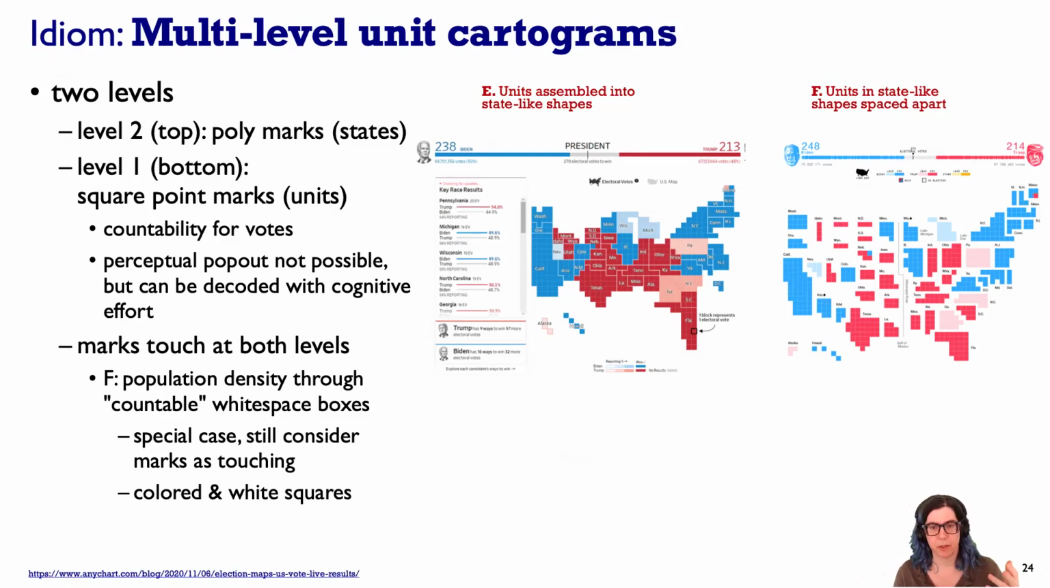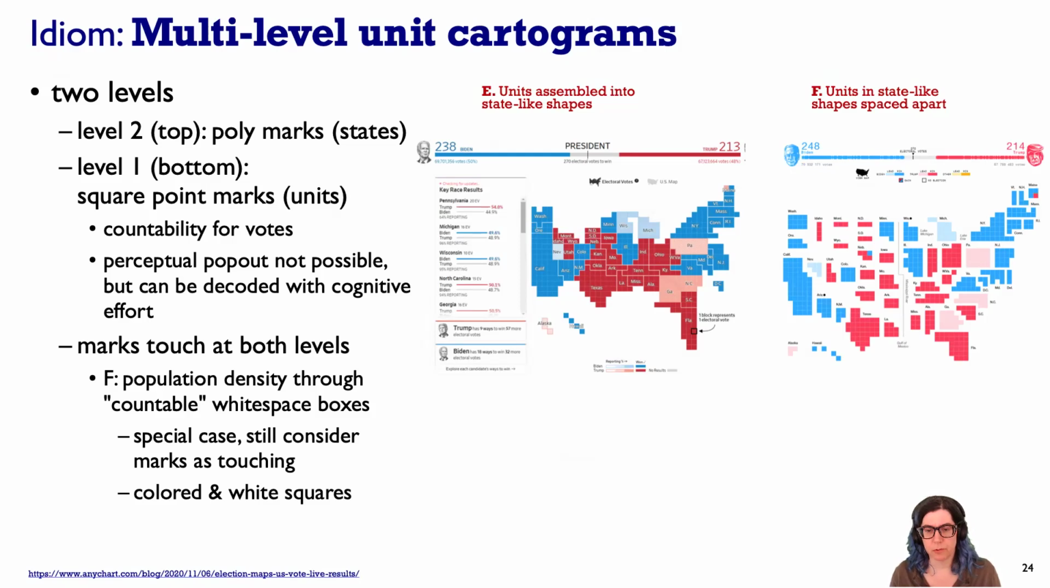In this case, the geographic region, which are the 50 US states, these are shown as polymarks, right? These need to be interpreted as a two-dimensional area mark. And then at the bottom level, we just have these little unit marks, which are all the same size and all the same shapes, right? They're uniform. They are, in this case, squares.